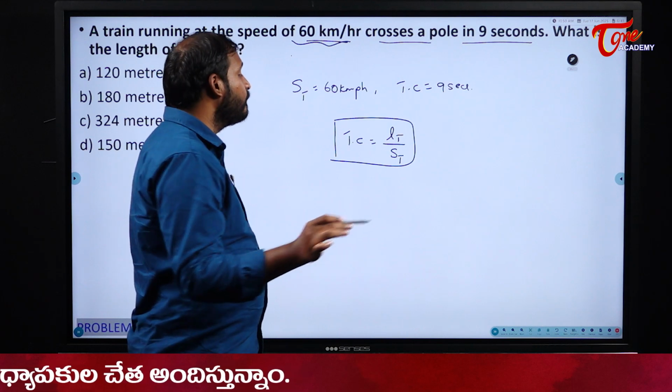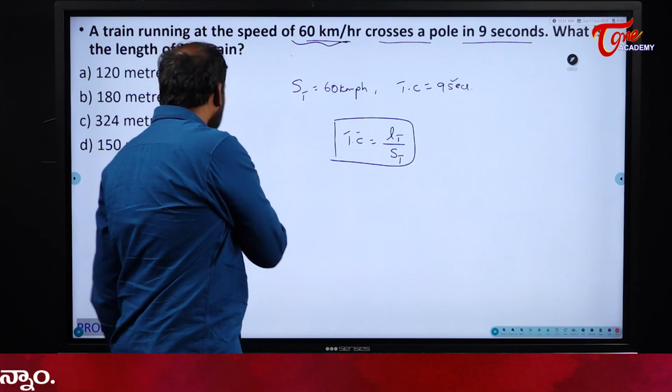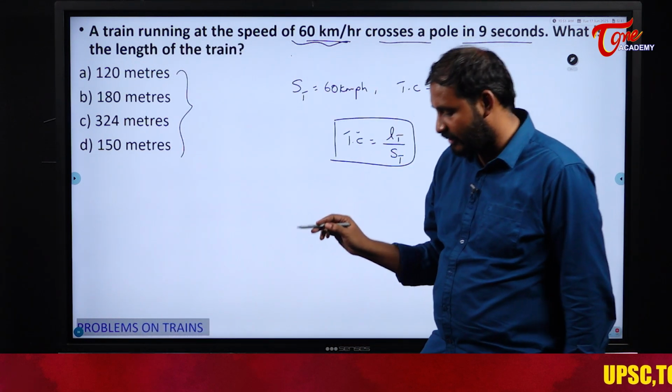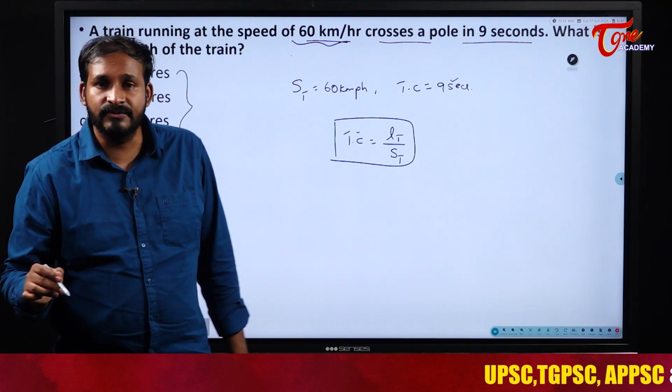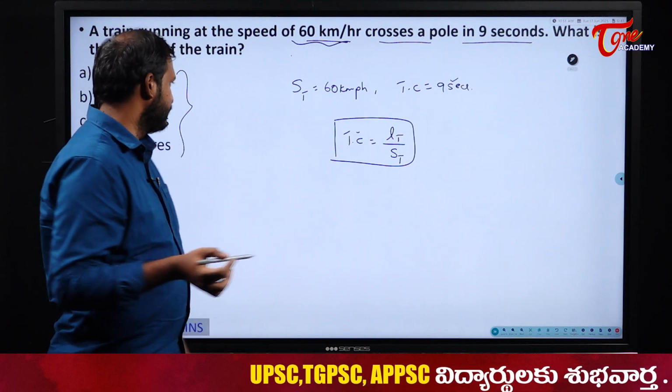As I have already told you, please be careful. Time taken to cross is given in 9 seconds, and the train length also is in meters, which are there in the options. So please convert the speed into meter per second. How are we going to convert kmph to meter per second, students? By multiplying it with 5 by 18.